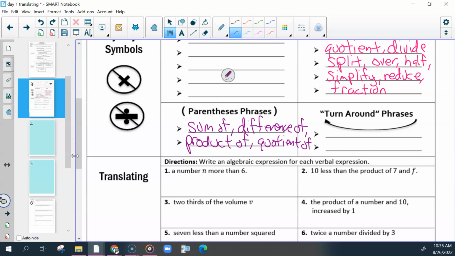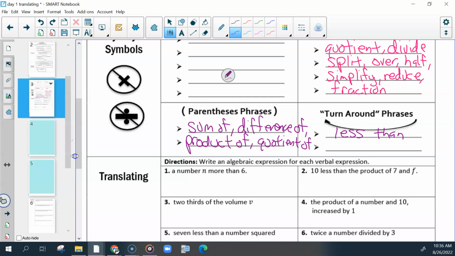Turnaround phrases, there's really only one. And it's if you see the word less than. So we'll see that here in a second. But if you see the word less than, whatever comes before these words is going to go at the end. So if I said 10 less than x, I'm really subtracting 10, not x. And that's going to be the tricky part, remembering that with less than, whatever comes before goes at the end. It's one of those turnaround phrases.